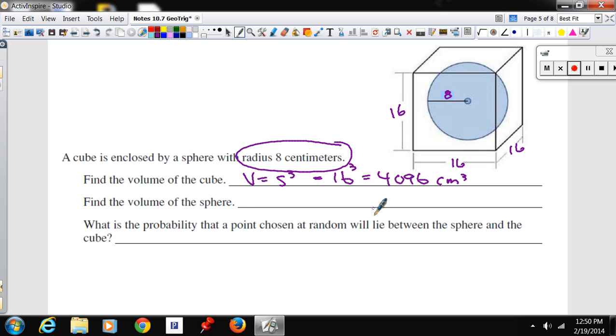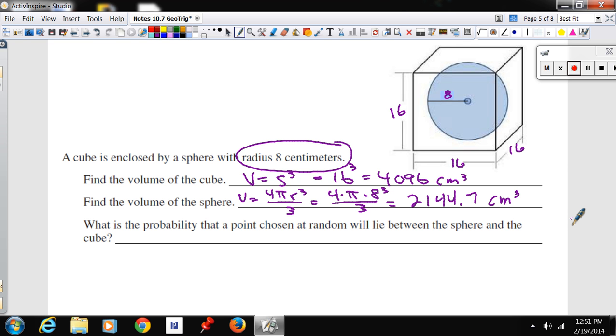Now we want to find the volume of just the sphere. So we're going to use our formula 4 pi r cubed over 3. It would be 4 times pi times 8 cubed over 3, because the radius is 8. So I'm going to do 8 times 8 times 8. I'm going to multiply that by pi and by 4. I'm going to take that number and divide it by 3. The volume in the sphere is 2,144.7 cubic centimeters.